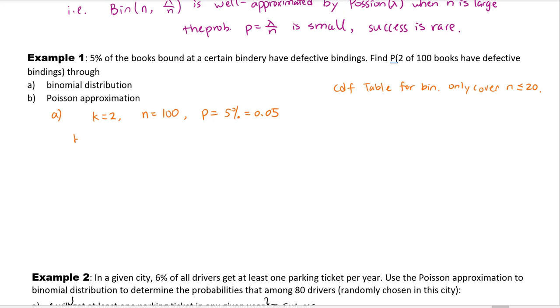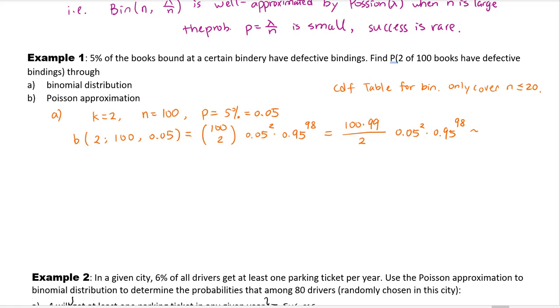So we have B, and then K is 2, n is 100, p is 0.05. So what is this? Well, we have 100 books, and we pick 2 out of it, and the probability of success is 0.05. We have 2 successes, the probability of failure is 0.95, and we have 98 failures. And 100 choose 2 is 100 times 99, we count down for 2 numbers, divided by 2 times 1. Then we have 0.05 squared, 0.95 to the 98. And what is this number?